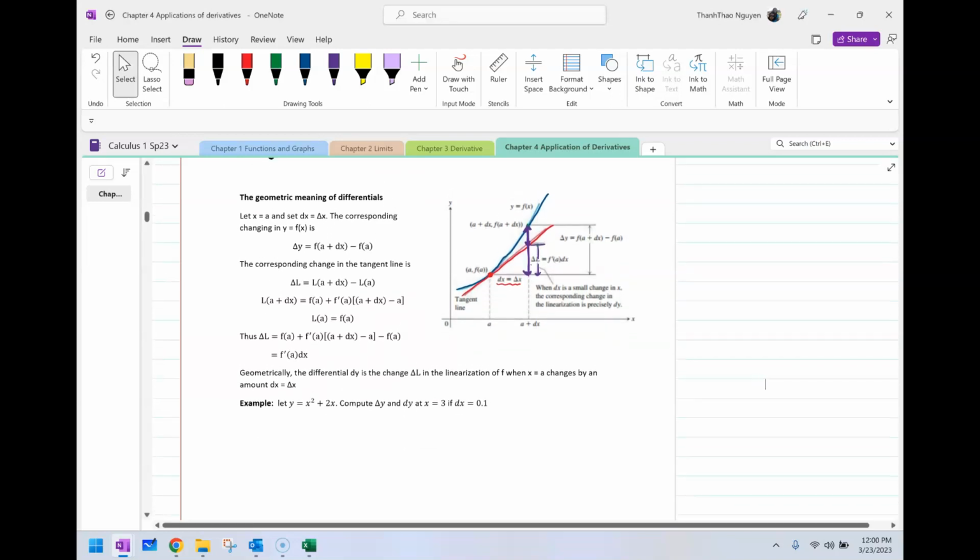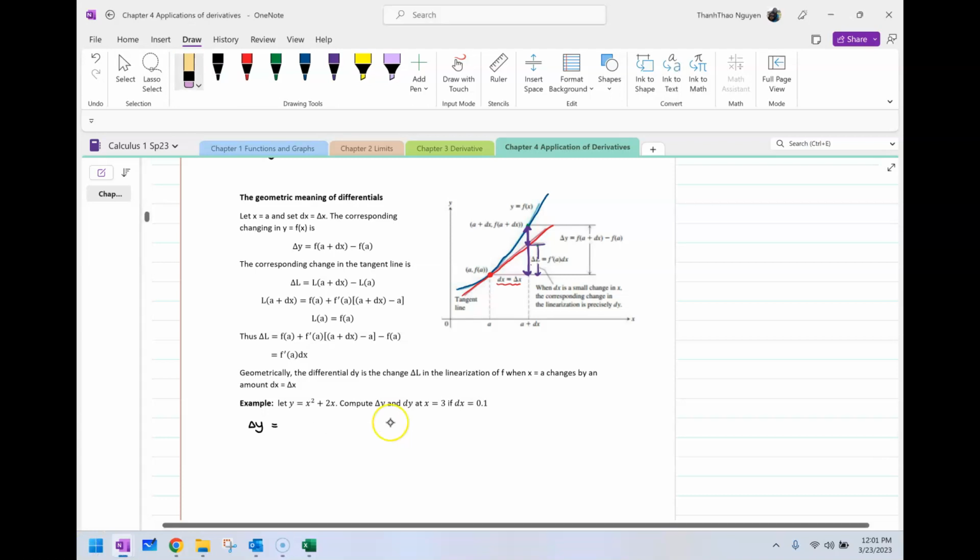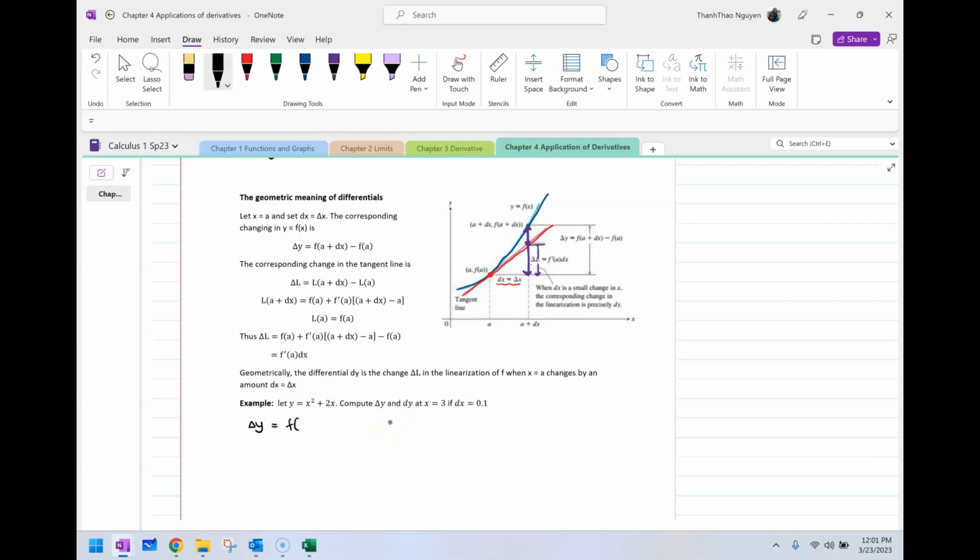Okay. Let's first compute delta y. Delta y is equal to f of x plus dx minus f of x, and x here equals 3. So f of 3.1 minus f of 3 equals 0.81.